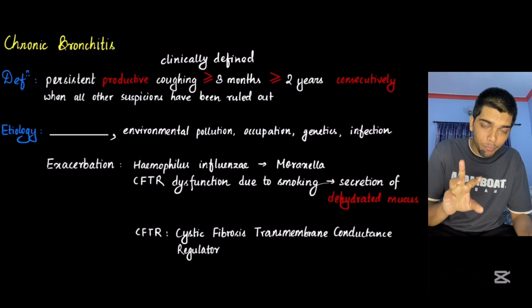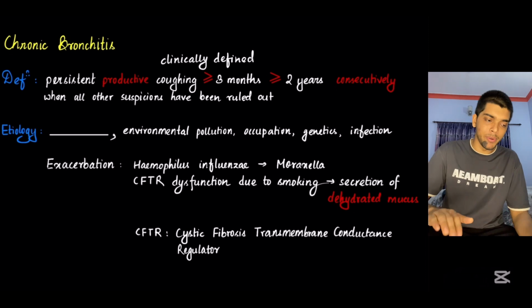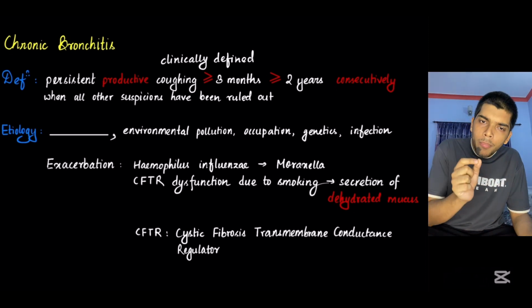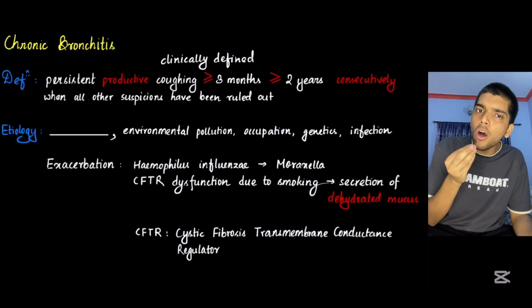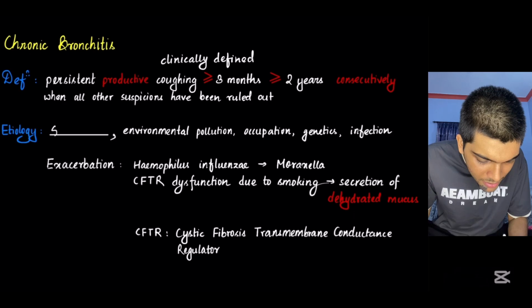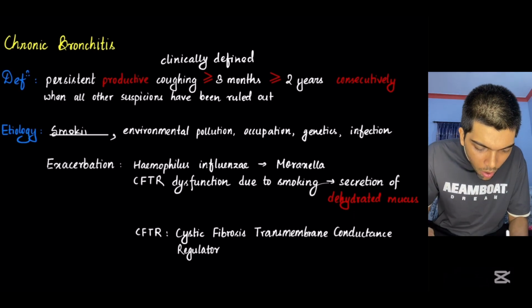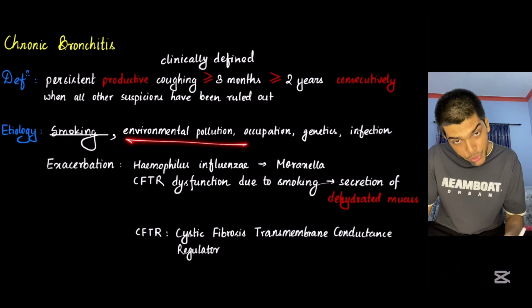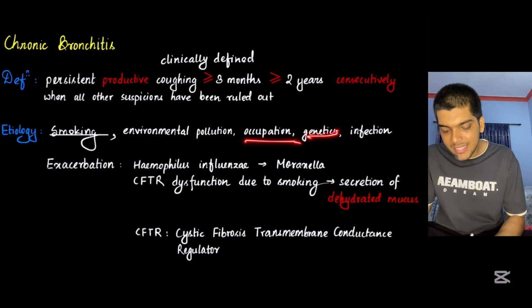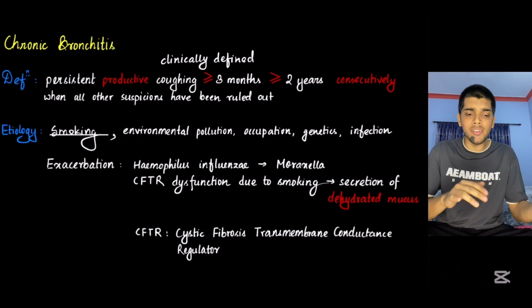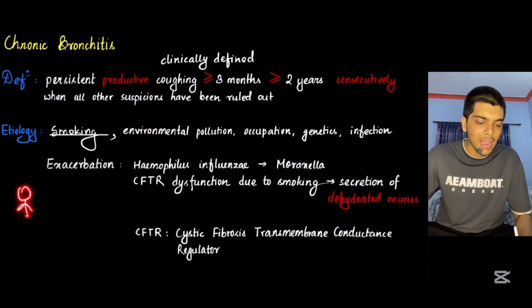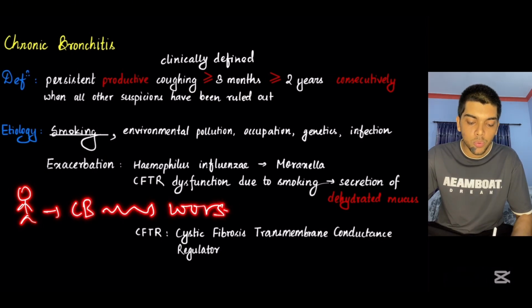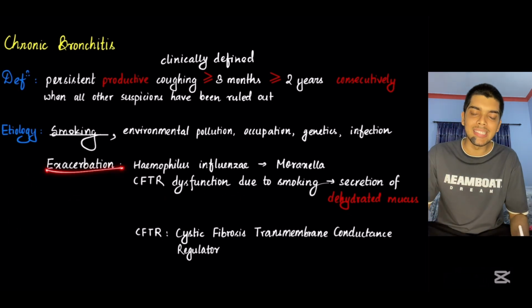Alright. Number 2, etiology. Again, and I'm repeating again, the most common cause of chronic obstructive pulmonary disease, be it emphysema or chronic bronchitis, is smoking. Other causes are environmental pollution, occupation, genetics, and infection, which is common for both emphysema and chronic bronchitis. Exacerbation. See, a person has chronic bronchitis, but then the condition worsens. This worsening of the condition is called exacerbation.